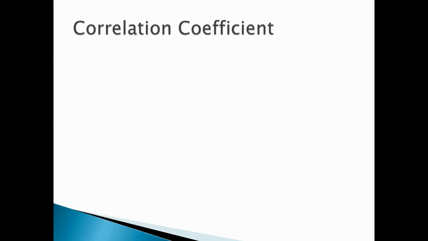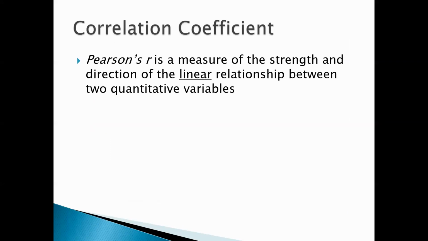The way to do that is with what's called the correlation coefficient. It's called Pearson's r, and it's a measure of the strength and the direction of the linear relationship between two quantitative variables. And remember, this is only talking about quantitative variables. We have no way of talking about the relationship between a person's favorite color and the kind of car they drive, or their academic major and their favorite hobby. So we need the variables to be quantitative, to be numbers.